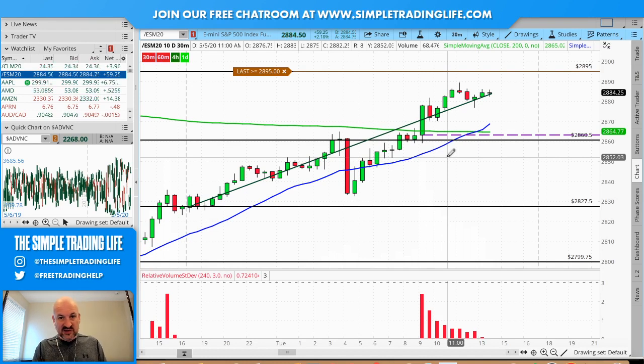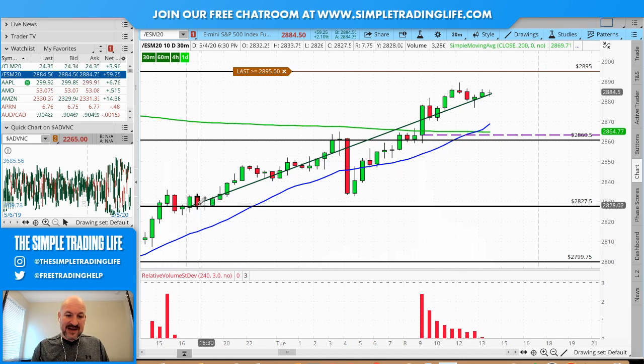I will occasionally swing trade. Swing trade means you're going to hold it at least overnight. Short-term swings are 1 to 3 days. A medium swing might be 3 to 5 days. A longer term swing, you're going to be holding it for multiple weeks, maybe even months. But again, let's get back to ES.